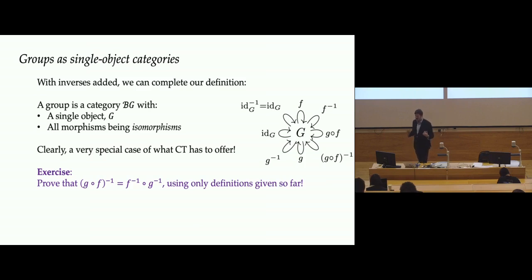Now, clearly, this is a super special case of what category theory has to offer. But if you'd like to play around a bit more with manipulating morphisms of single object group categories, you can try to prove that the inverse of a composition is the same as the reversed composition of inverses, using only the definitions I've given you so far.